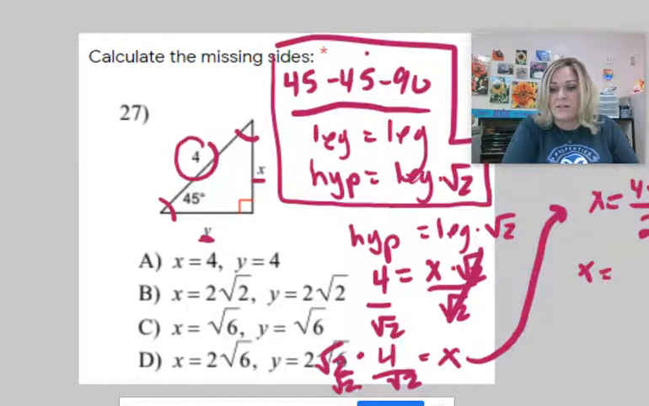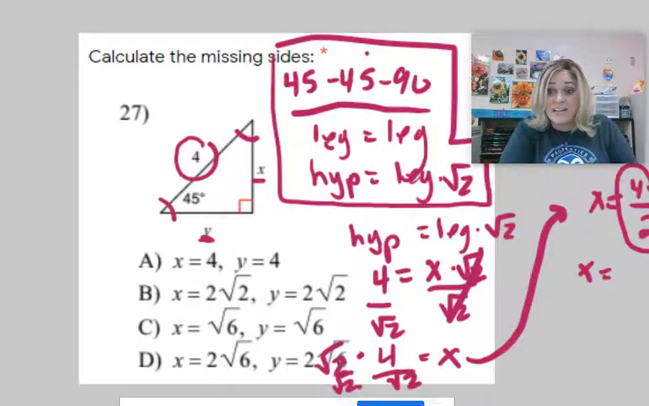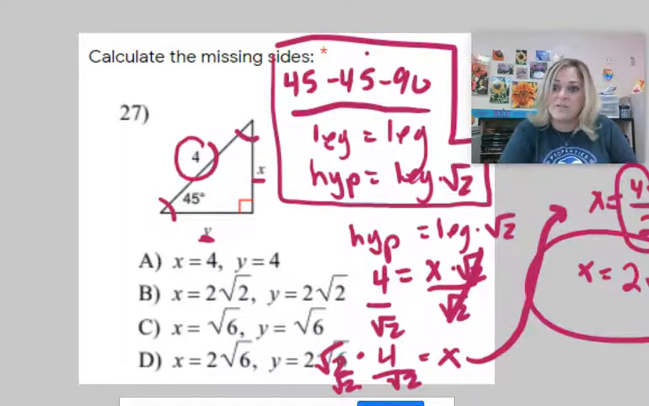We do not want a radical on the bottom. Look if there's anything you can reduce with those numbers, which there is. So I'm going to have 2 square root 2 for my X value. You should be able to figure out the Y value.